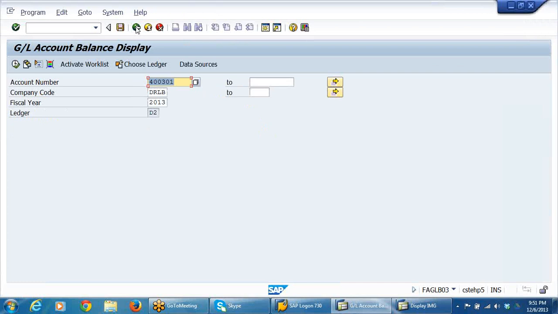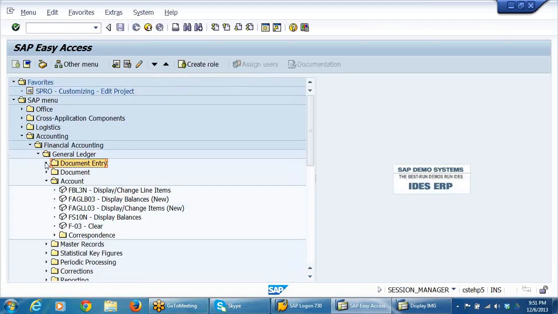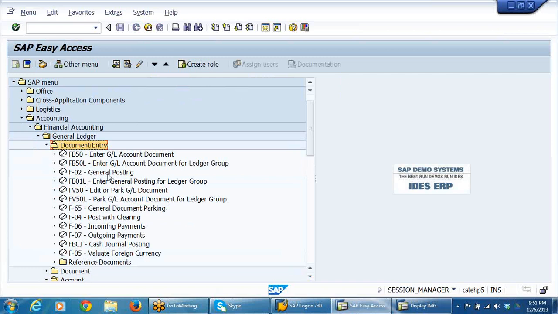So this is called parallel ledgers. In parallel, we are maintaining ledger 0L, D1, D2. Like this, you can post any number of ledgers. At the time of posting, you can choose, so enter general posting for the ledger group.